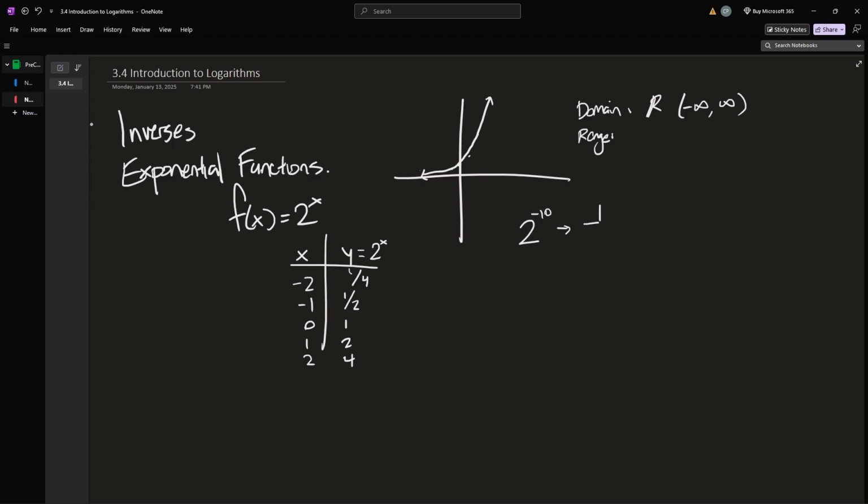This becomes 1 over 2 to the 10. And 2 times 2 times 2 times 2, that will always be positive. So the denominator will always be positive. It'll never be 0. It'll never be negative. It'll get really, really close. Like 1 divided by a super big number, that gets really, really close, but it won't be 0. So my range in this case will be, oh, wrong one. I use parentheses, 0 to infinity. I get really, really close to 0, but I don't include 0.